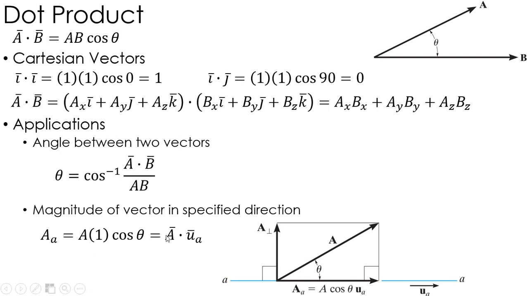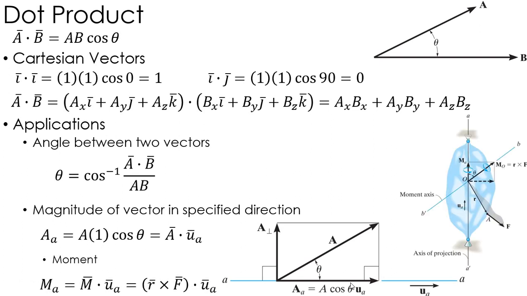So I can find the magnitude of a vector in a specific direction by taking that vector and dotting it with the unit vector in the direction which I'm interested in. So if I know A, I can find the unit vector u sub A, dot those two together, and find the magnitude of A in the lowercase a direction. I can do that with a force, or I can do it with a moment like I have here. Same general idea. I just take the vector of my moment and dot it with the unit vector in the direction I'm interested in.